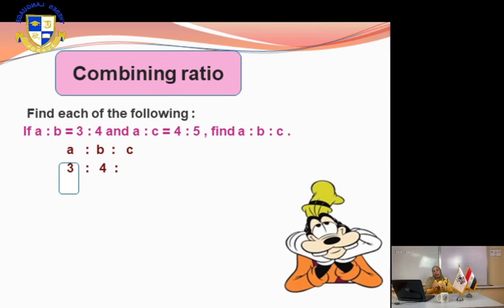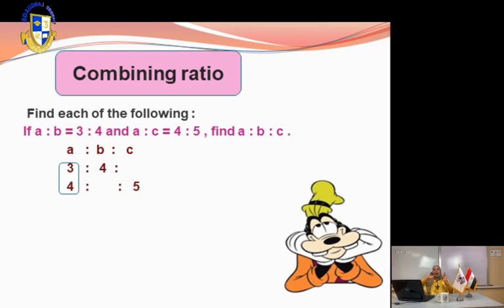Okay? Second line will be the second ratio. It was A to C equals 4 to 5. So the A must have the 4 and the C must have the 5. So my ratio will be 4 to a missing number to 5. Okay? Now, I have a complete column, 3 to 4 under the A.